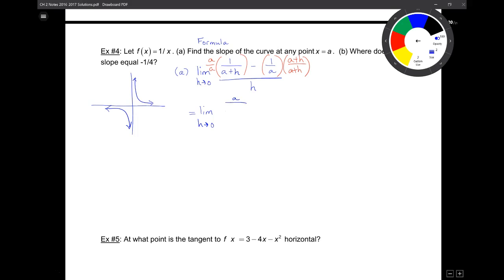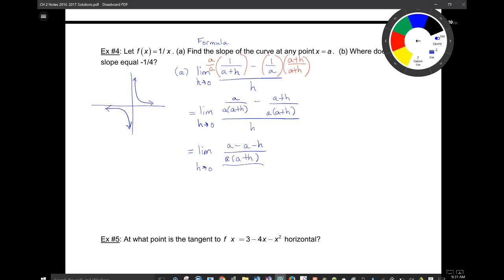So I have a over a times a plus h minus, and then I have a plus h in the other fraction. Again, I'm writing out quite a few steps here just so you can see the process. If you wanted to combine everything all at once, I'm fine with that. So don't forget, with that second fraction, that you have to distribute that minus sign. So I have basically a minus h over a times a plus h. Don't distribute, okay? It's just easier if you don't. And it's all over h.